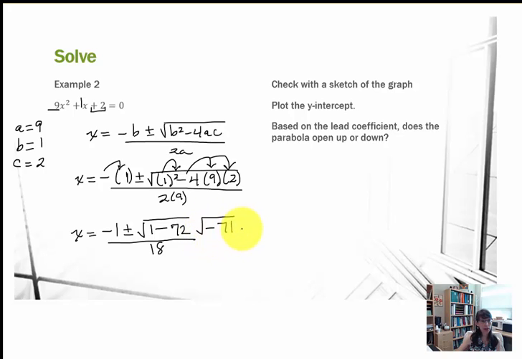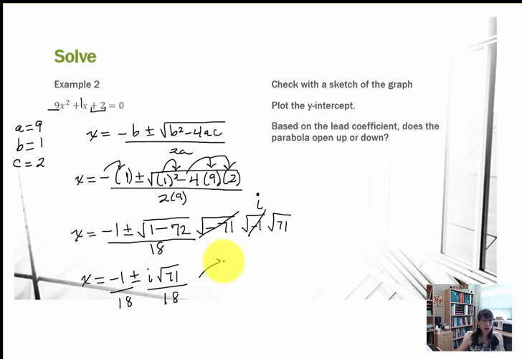Again, with a negative under the radical, this factor of negative 71 would have factors of negative 1 and positive 71. 71 is a prime number, so we won't be able to break that down with a factor ladder. So we would simplify square root of negative 1 as our imaginary number i and keep square root 71. So x is going to equal negative 1 plus or minus i square root of 71. And our denominator of 18, I'm going to use separately, and each term is divided by 18.